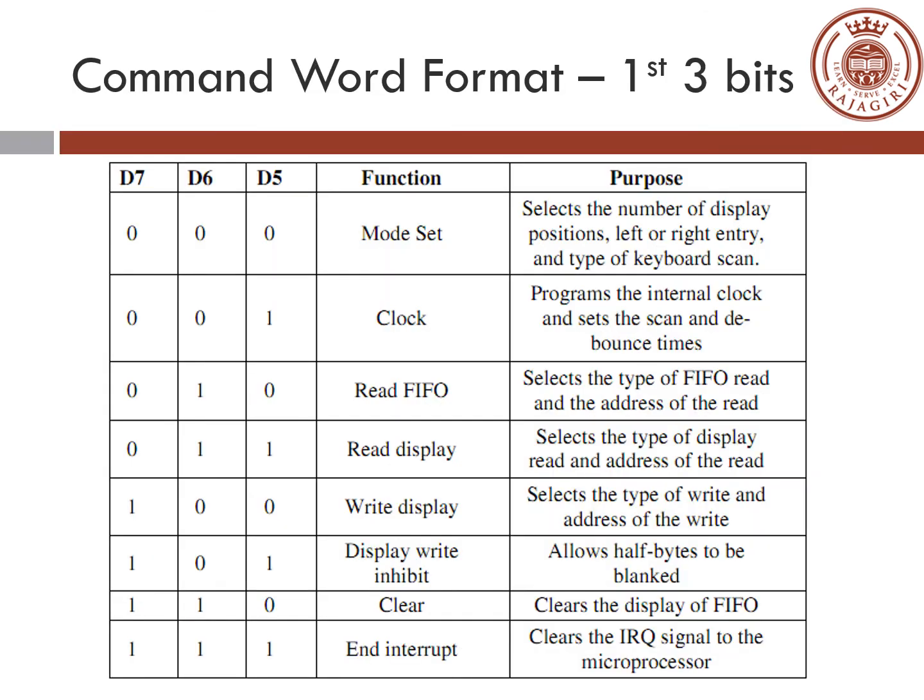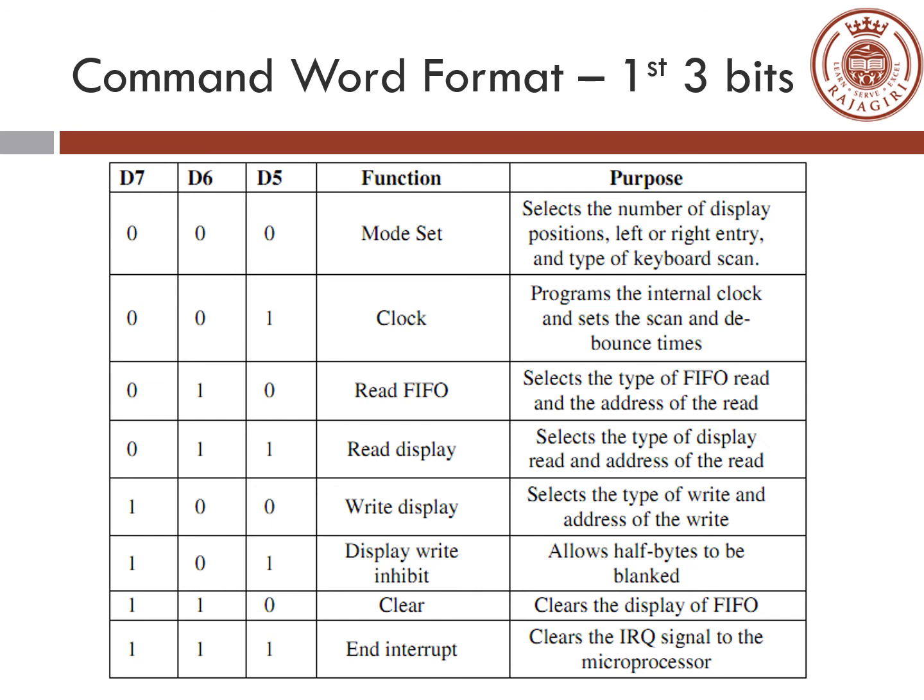This shows the programming for the 8279 by using the control word. So the first 3 bits are used, that is bits D7, D6 and D5. You have 3 bits, so you have 8 different combinations giving you 8 different functions, and the functions are mode set, clock, read FIFO, read display, write display, display write inhibit, clear, and end interrupts. So using these control words we can send commands to the 8279 and make it do the functions that are required.